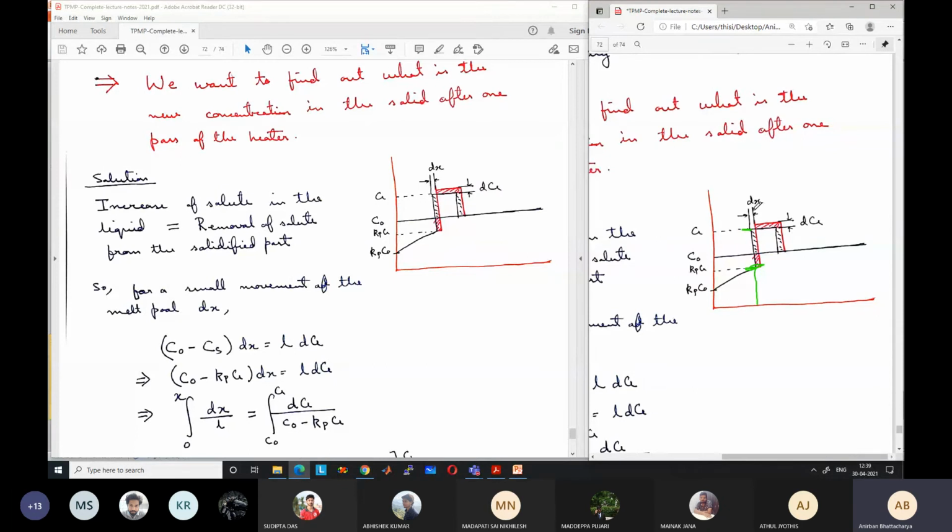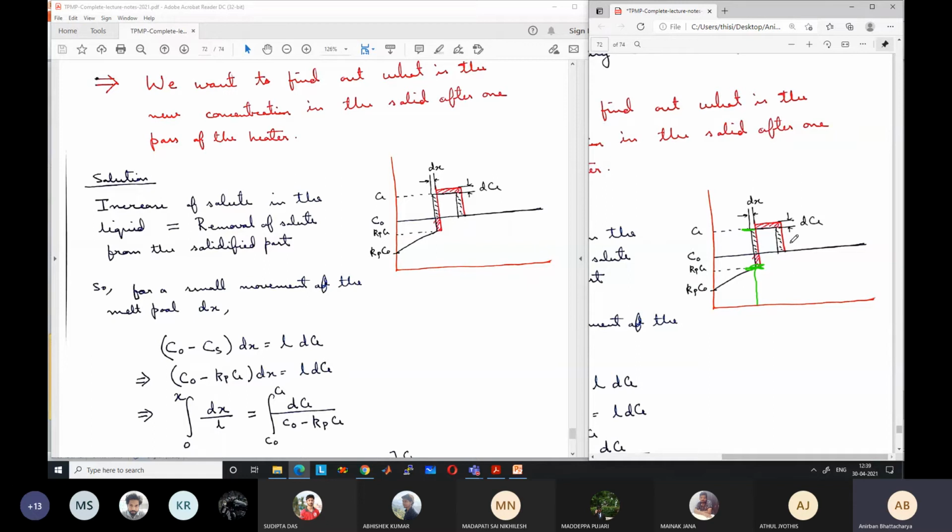So if a little bit more melting and solidification occurs, if we move the heater by dx length, what is happening? In the liquid the concentration was Cl, and in the new solid that will form, the concentration will be KpCl. So this amount of excess solute, Cl minus KpCl into dx, will go into the liquid.